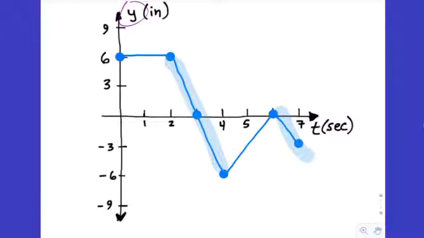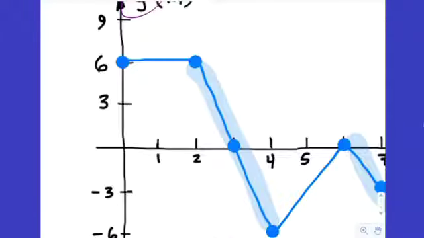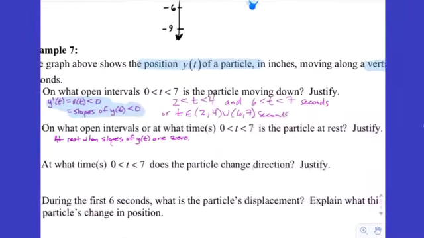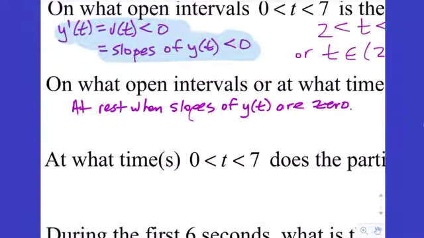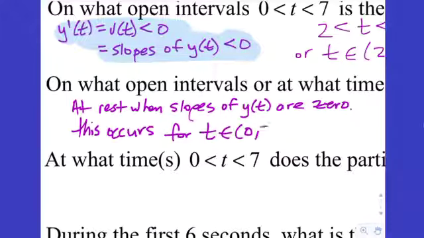Hey, do we have 0 slopes on here? Yeah, on the open interval from who to where? 0 to 2. Okay. You could then say this occurs, if you want, this occurs for t in (0, 2) seconds. Make sure you put units on your answers. So I like the interval notation better than the inequality notation.